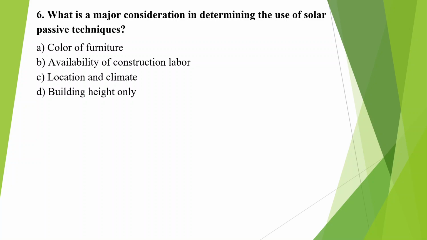Here is the sixth question. What is a major consideration in determining the use of solar passive techniques? Whenever you are looking for which passive technique, whether insulation, window to wall ratio, orientation, or thermal mass, has to be incorporated inside the design strategy of a particular building, which major consideration will you take before determining the suitable passive technique? Very straightforward question.